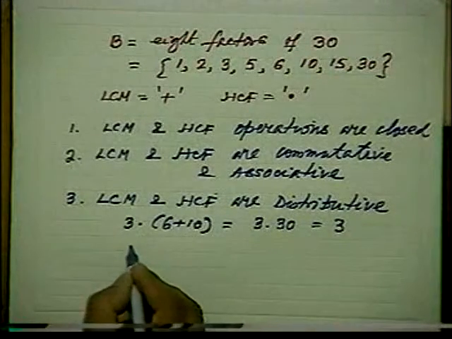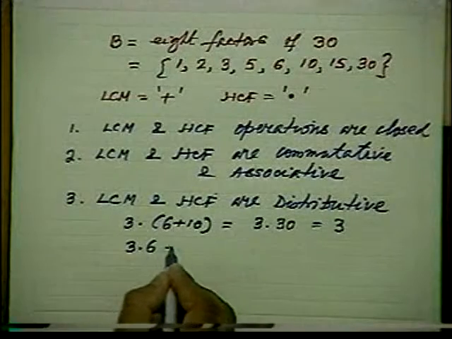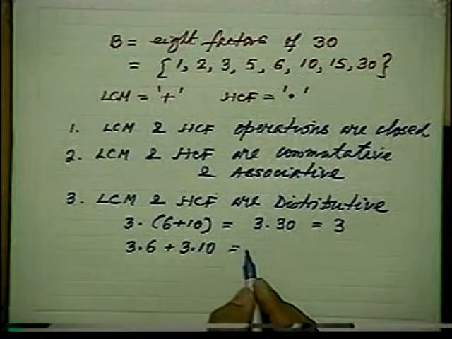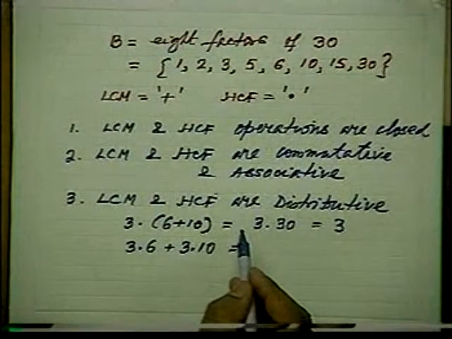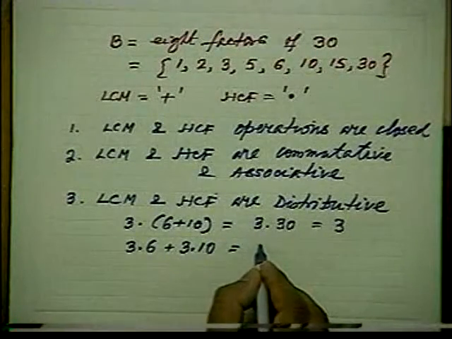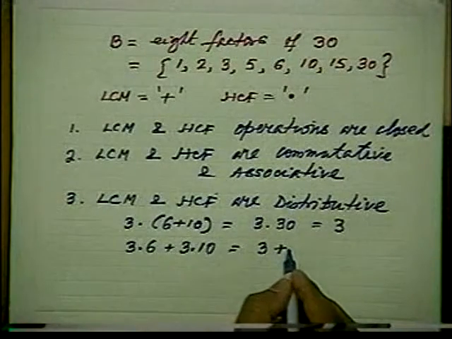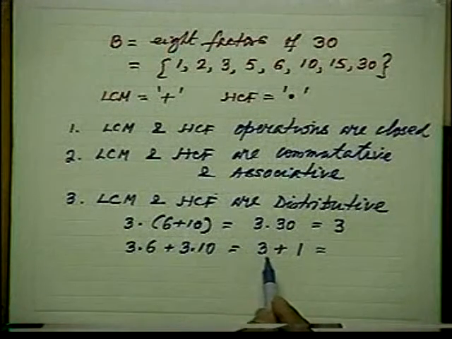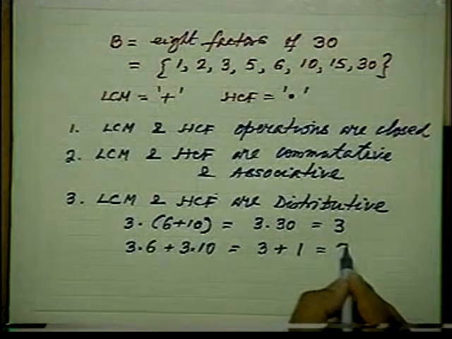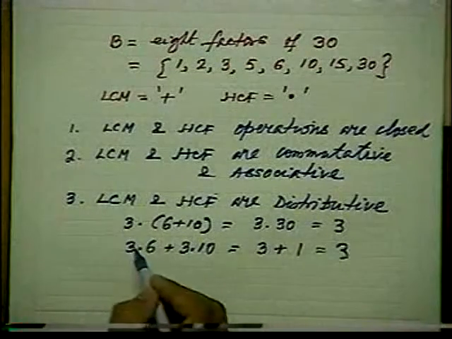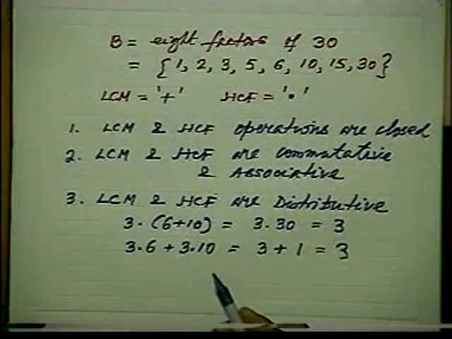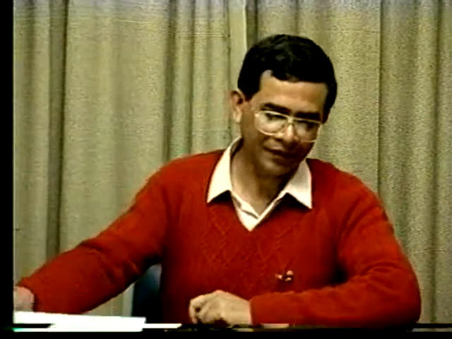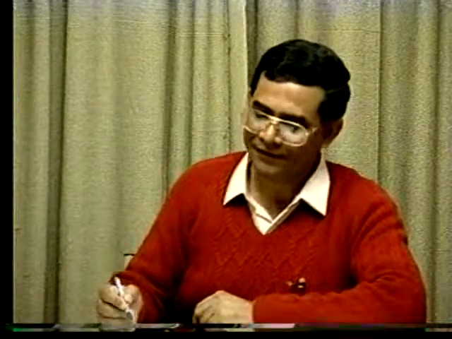Now distributive over means 3·6 + 3·10. What is 3·6? 3·6 is 3, and what is 3·10? 1. And the LCM of 3 and 1 is 3. Therefore you see that this is 3 and this is 3, so the distribution law holds; it is distributive. Then let's see, what do you think are the identity elements?